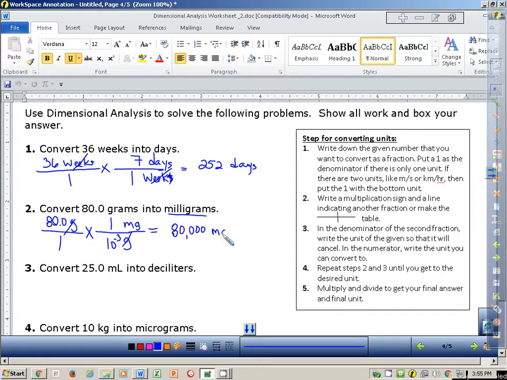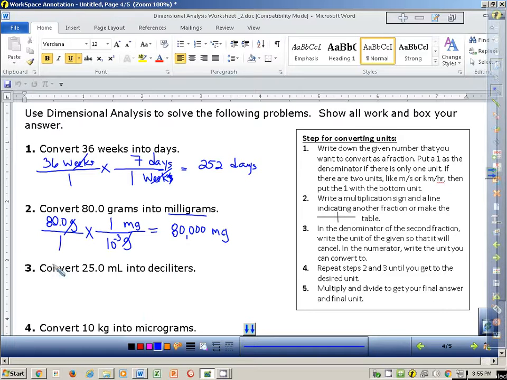80,000 milligrams. Okay? If you stop to think about this for a second, it makes sense because a gram is big and a milligram is little. It would take a whole lot of little milligrams in order to equal 80 grams. And I got a bigger number. That's what it should be. If it went smaller, you did something wrong. Okay?